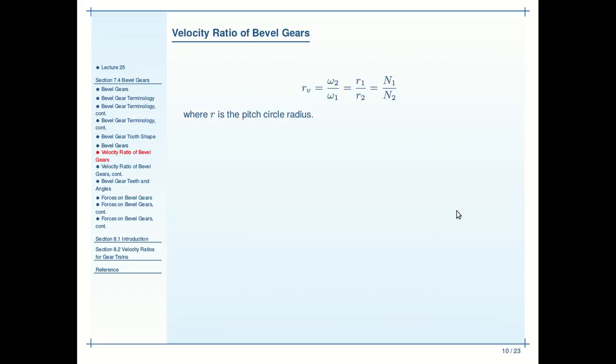The velocity ratio of bevel gears is the same as the velocity ratio of any gears that we've looked at. So, the radius of gear 1 divided by the radius of gear 2, the number of teeth for gear 1 divided by the number of teeth for gear 2, or if we're looking at speeds, the speed of gear 2 divided by the speed of gear 1. When you're looking at the radius for bevel gears, that radius is the pitch circle radius.